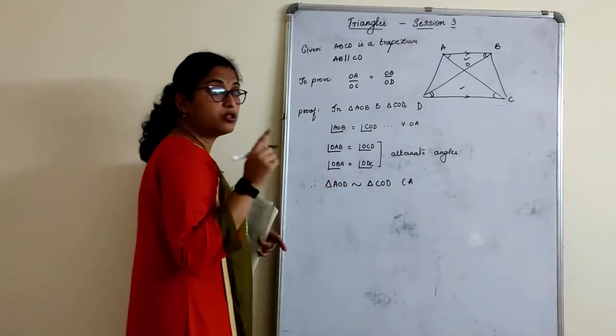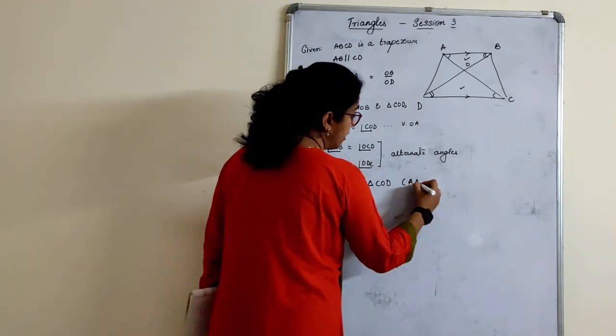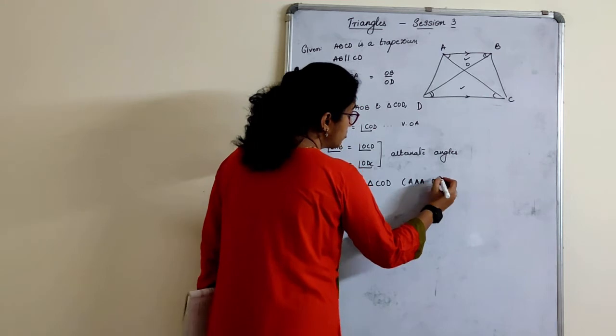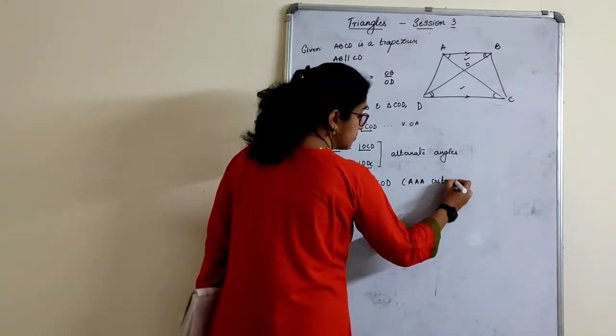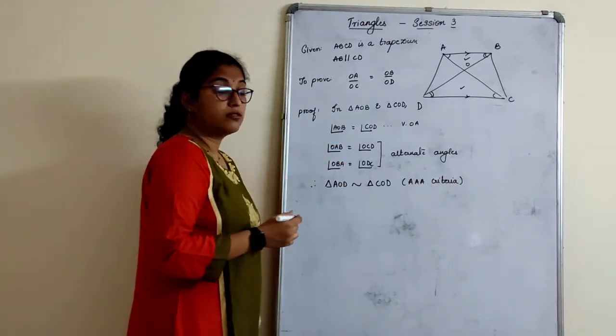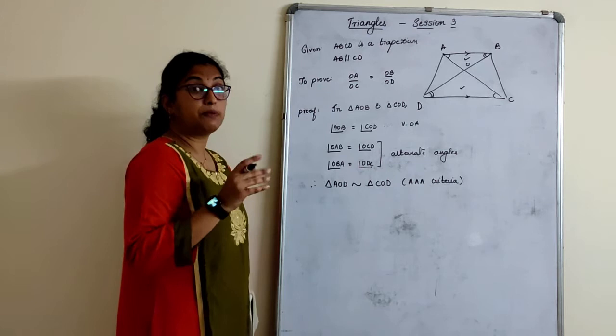How many angles have you chosen to prove? Write that many in the criteria. I have taken 3 angles, so I will write AAA criteria. Having chosen 3 angles, don't write AA criteria here. So, AAA criteria. With respect to the criteria, now write the proportional sides.